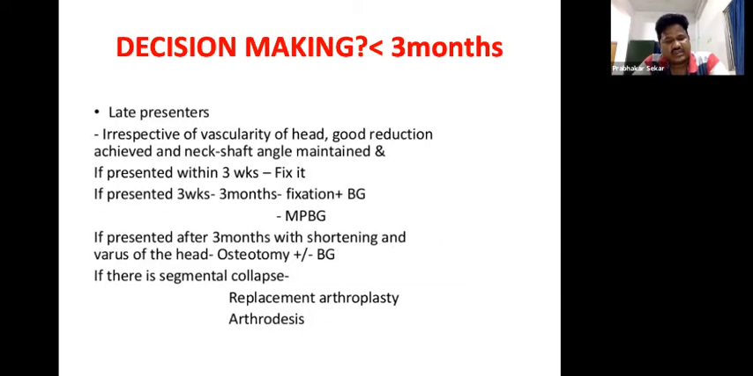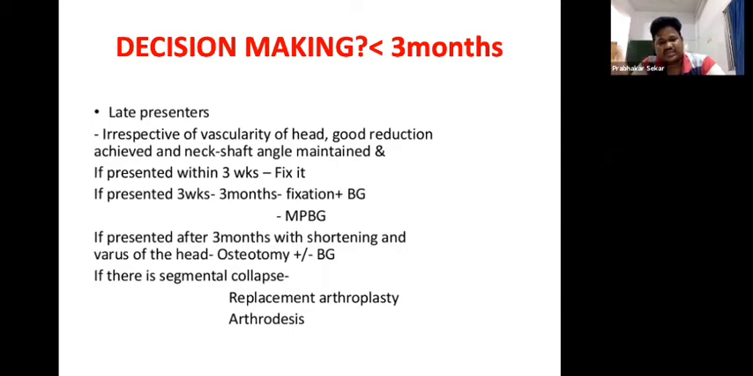Now, how to decide which treatment? You know the treatments, head preserving surgery and head sacrificing surgery. So when to decide? You are in a dilemma. If a fracture neck of femur comes within 3 months, you call it a late presentation. Irrespective of the vascularity of the head, if good reduction is achieved, neck shaft angle maintained, and presented within 3 weeks, fix it. If presented 3 weeks to 3 months, the cut-off period is 3 months.